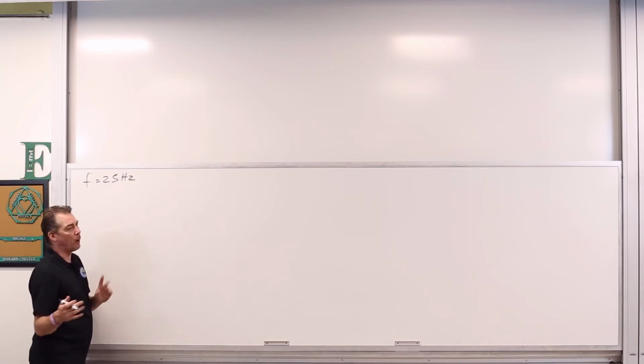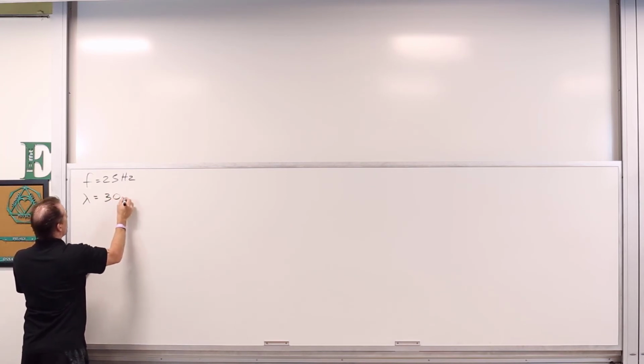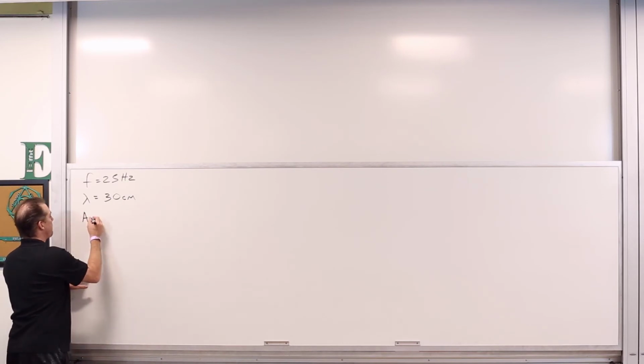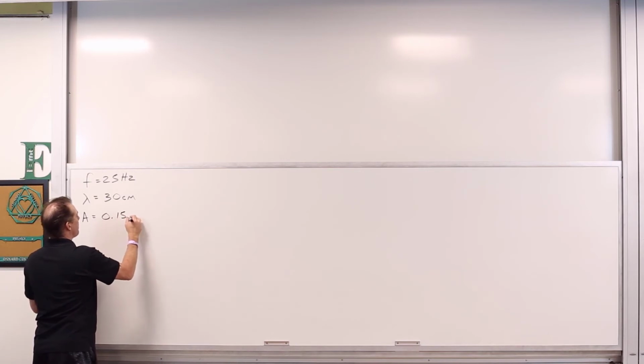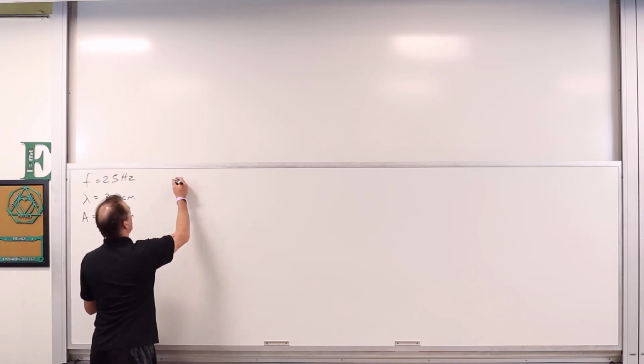And we measure out the wavelength of the waves on the string, and we find that lambda is equal to 30 centimeters. We also measure the amplitude of these waves to be 0.15 meters. All right, so we've got 15 centimeter amplitude waves. That's a pretty good size amplitude. 30 centimeters long, and the frequency 25 hertz. And what does it want? Write the expression.